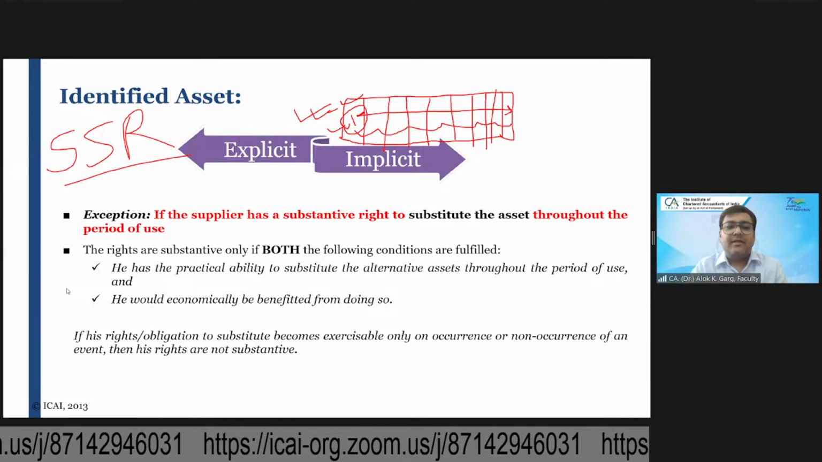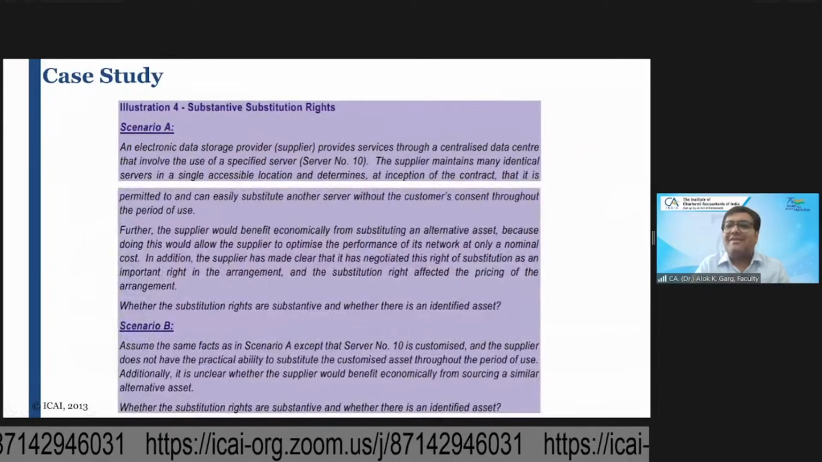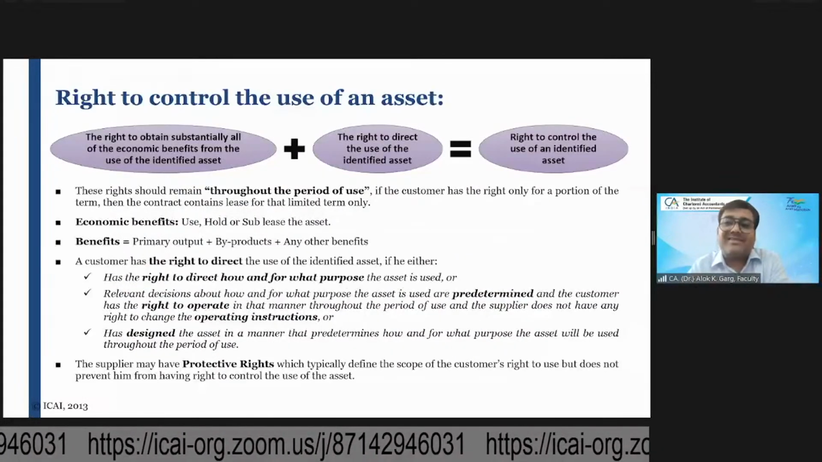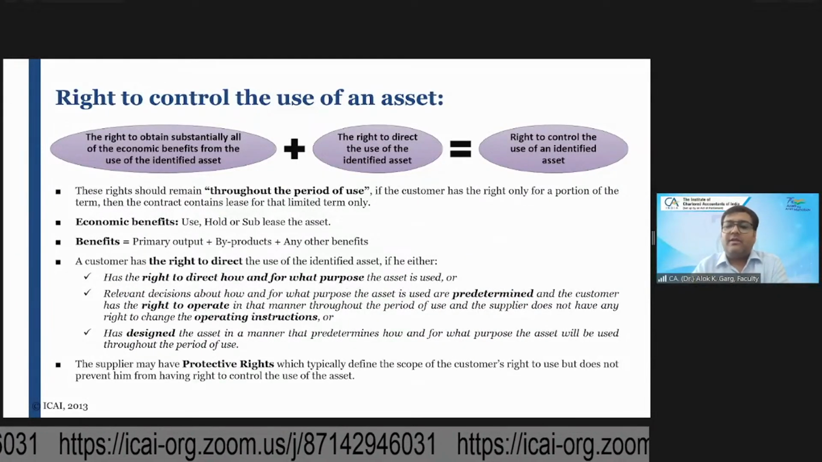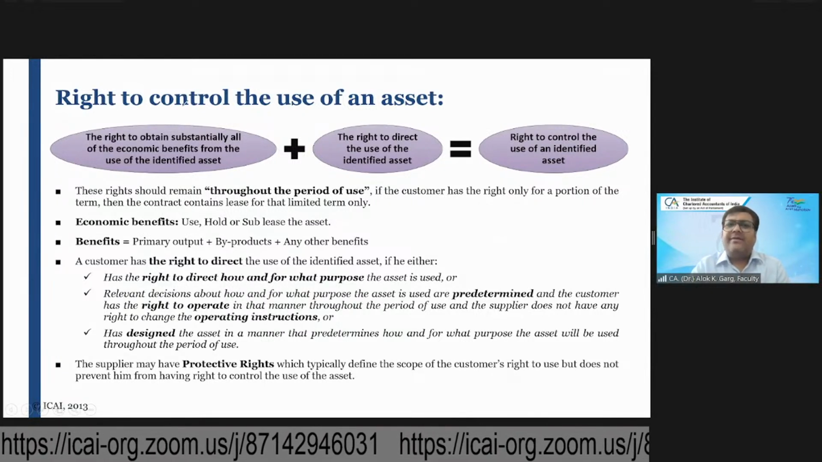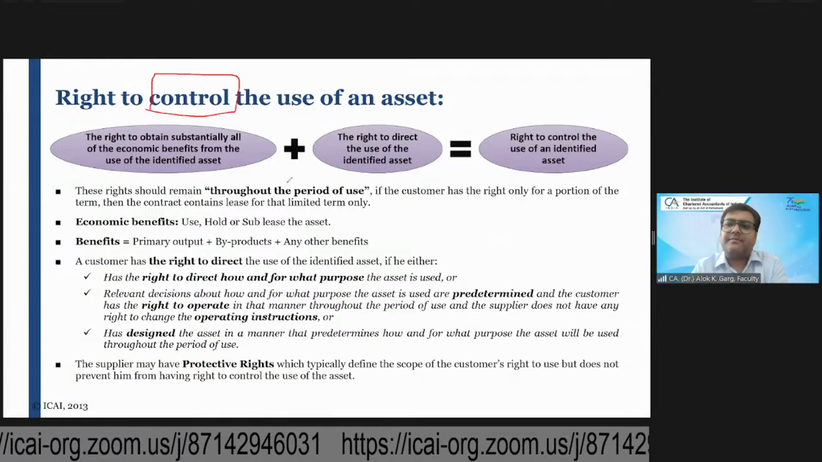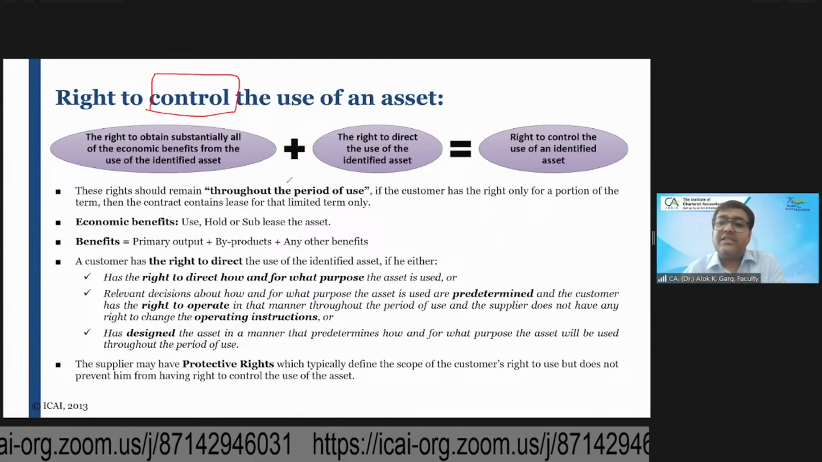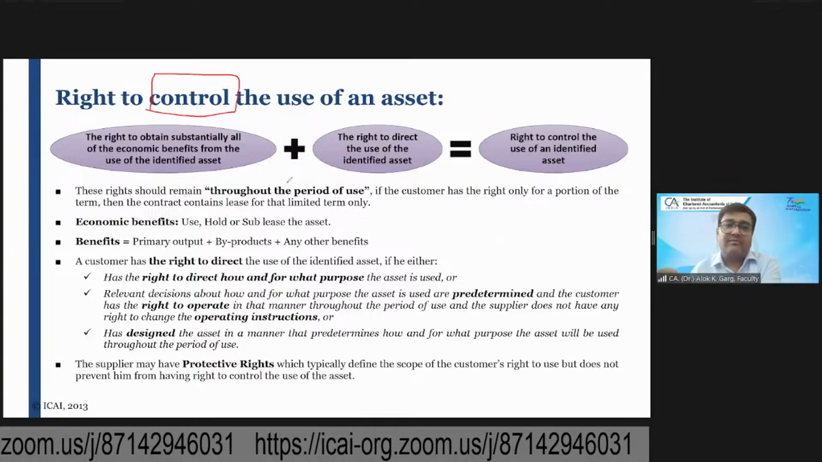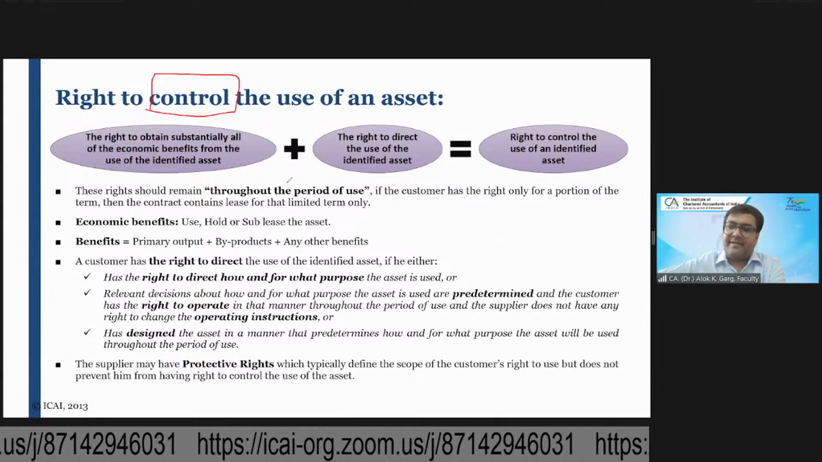So we understood the meaning of identified asset, and you can watch the detailed video on Ind AS 116 to understand this further. The second aspect is the right to control the use of the asset. And right to use, we all are aware, this part, control, is very important. Now, what is meant by control? Friends, two aspects you need to see.